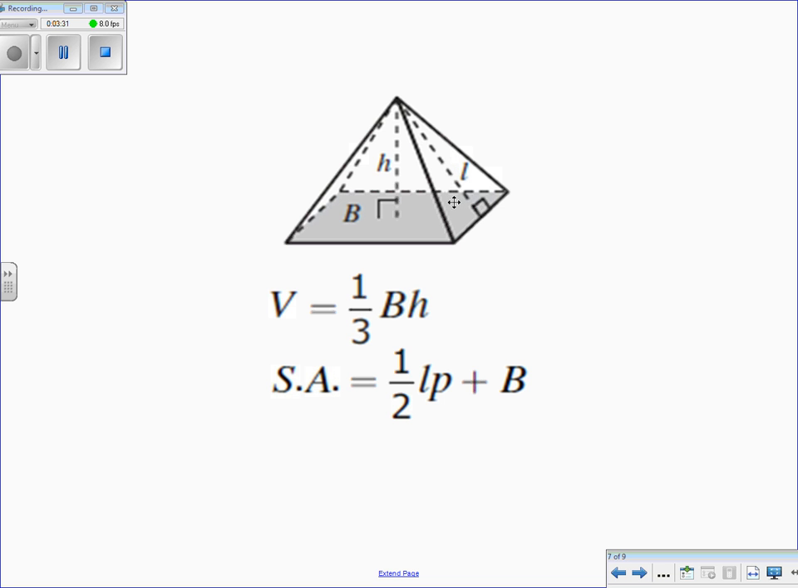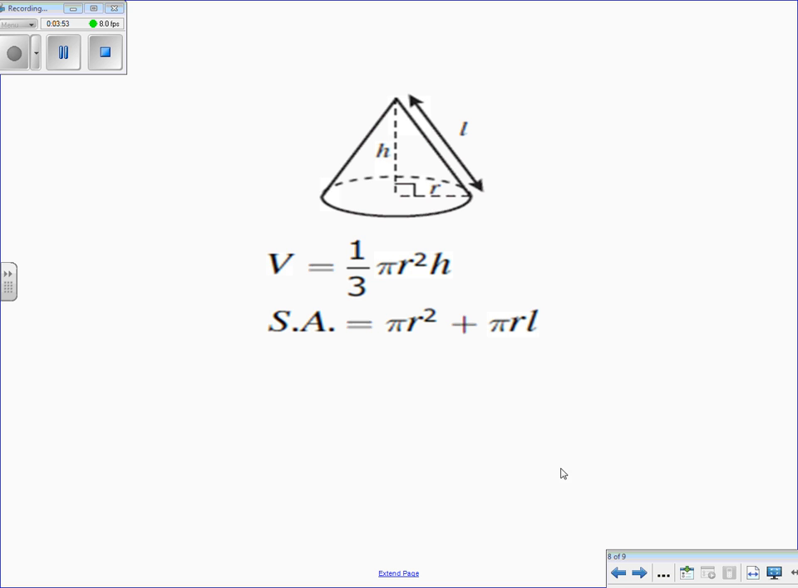And in order to find the surface area, we simply have to multiply 1/2 times the slant height times the perimeter, and again, that's the perimeter of the base all the way around, plus the area of the base. We add all those things together, and that will give us the surface area of our pyramid.